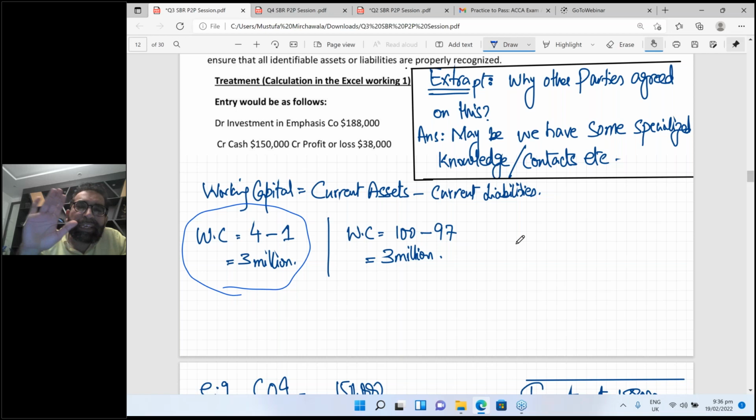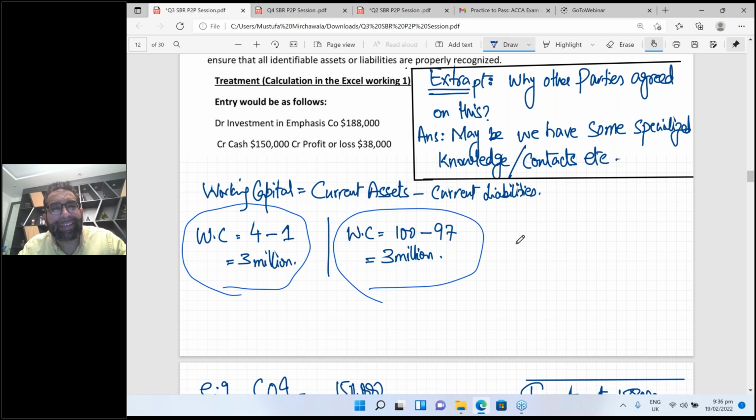So he agreed to the job on a very low salary. But the moment he entered the company, he found this: working capital is 3 million, correct, but how is it calculated? 100 million current assets and 97 million current liabilities. Yes, 100 minus 97 is also 3, and 4 minus 1 is also 3.